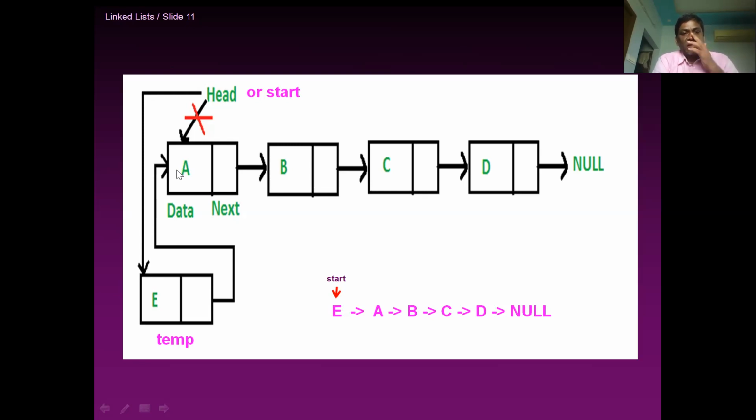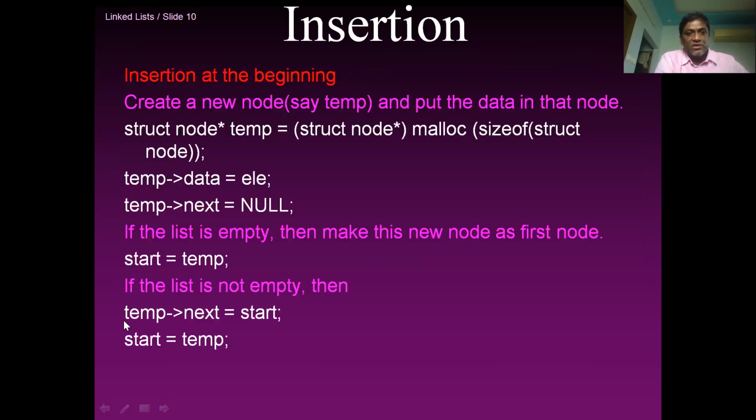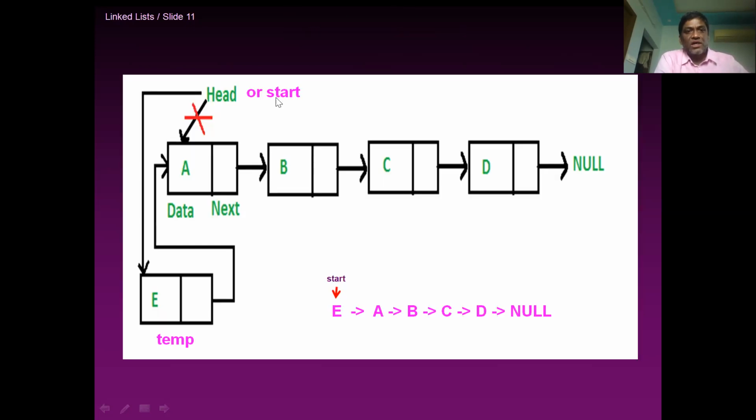Now what remains? Make this the start. Previously start is pointing to A. Now let us make this start point to temp. That is what we are doing. So start is equal to temp. Now start points to this temp node. So what is the resulting linked list now? E is the first node which is pointed to by start, and A is the second node, B is the third node, C is the fourth node, D is the fifth node, and then it is pointing to null. So the result of inserting at the beginning will convert the linked list like this.